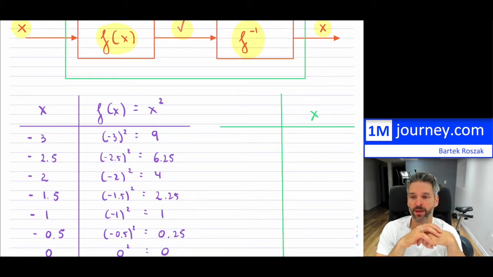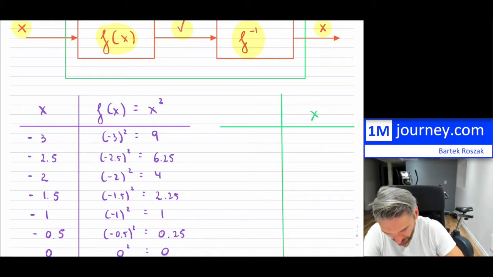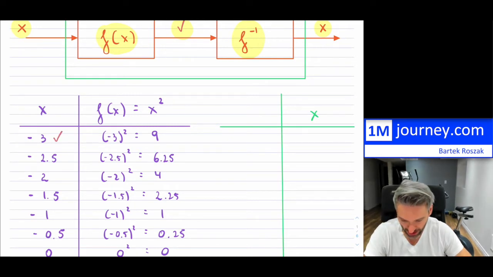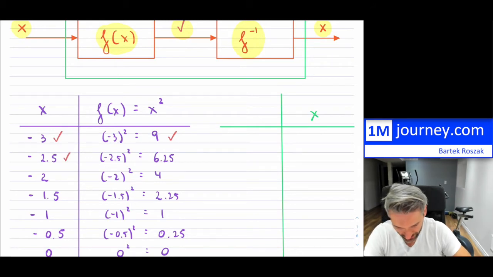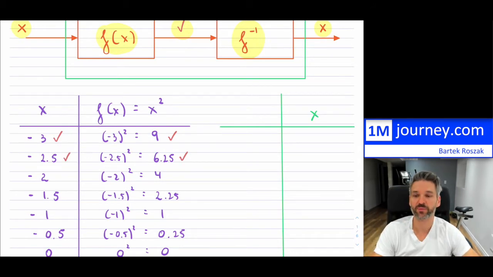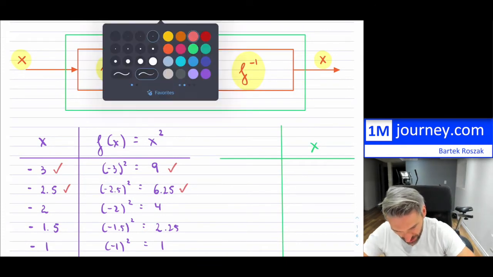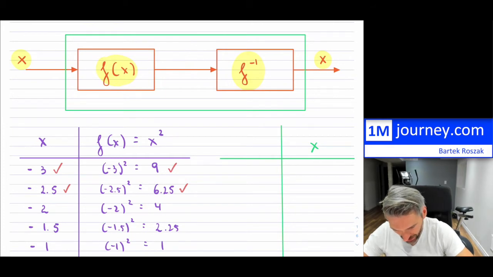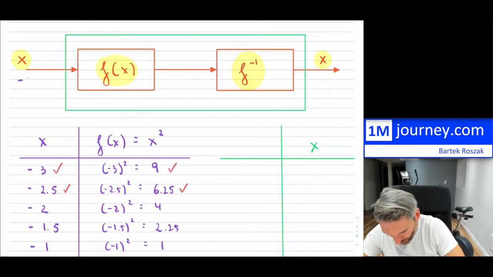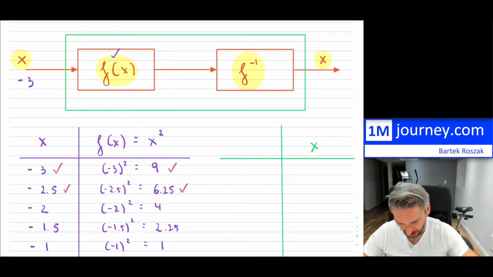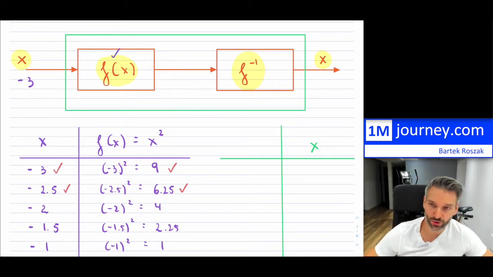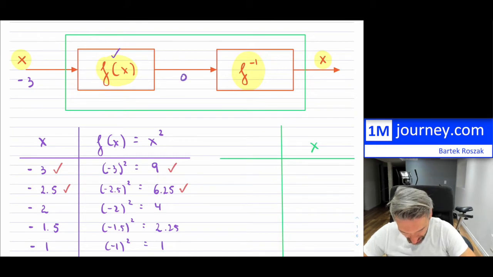So you notice that all I've really done is take my input, negative 3, I've squared it, I got 9. I've taken negative 2.5, I squared it, I got 6.25, and so on. So you can see the table of values. Those are the values that are coming in here. Let me remove this. So if you have a negative 3 coming into our function, and our function is x squared, which is the quadratic, then you get 9 out of here.